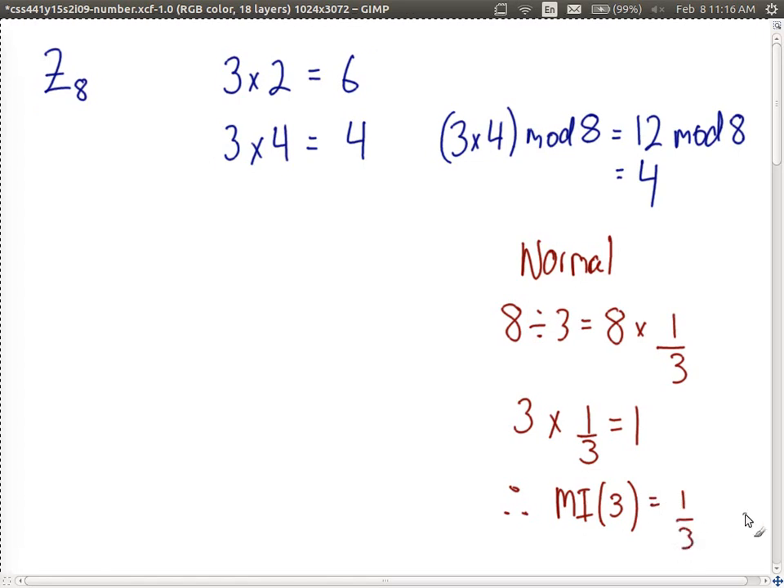This is our normal arithmetic, no modulus yet. The multiplicative inverse is defined as the number we multiply by such that we get 1. 3 times 1 over 3 gives us 1. So 3 and 1 over 3 are the multiplicative inverses of each other in our normal arithmetic. So division, divide by 3, is 8 times the multiplicative inverse of 3, 8 times 1/3. That holds also in modular arithmetic.